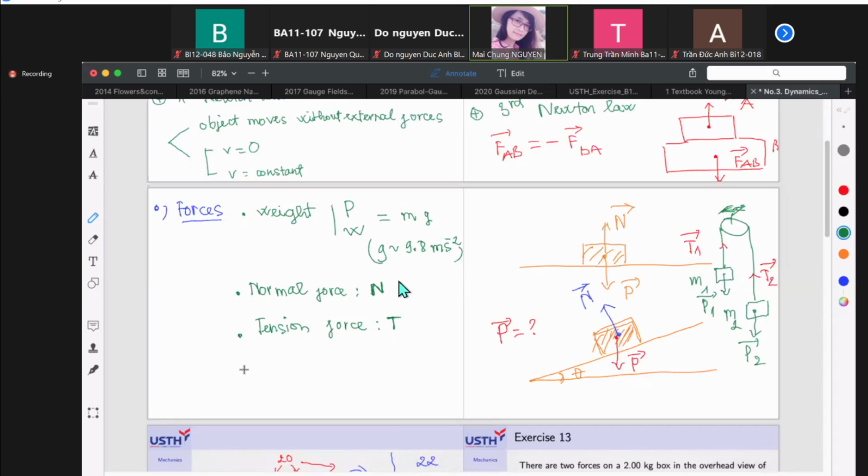And the last force we need to mention here is the friction force. Friction force in the first part, chapter 2, we don't mention. We skip friction force for all of the list of exercises today. So friction force we will talk about in the next part 2. Is that okay? So today we skip that.